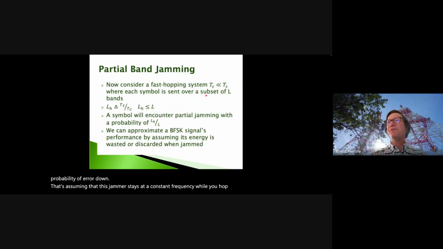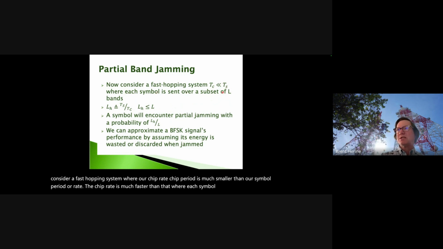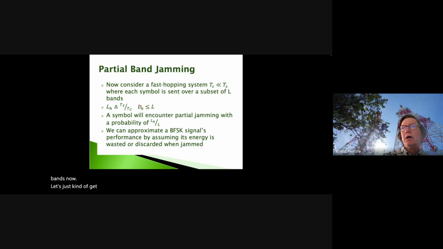So now consider a fast hopping system where our chip period is much smaller than our symbol period. The chip rate is much faster than that, where each symbol is sent over a subset of L bands. Now, let's just kind of get to the point.